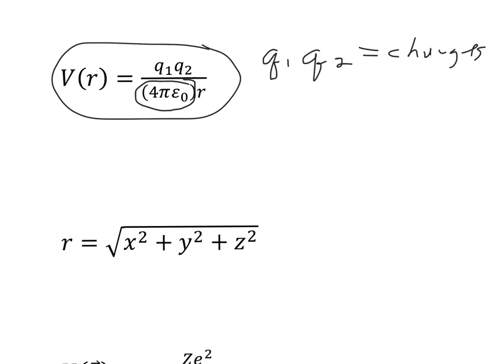If the two particles are the same sign, the product in the numerator is positive, and V of r is positive. If they're opposite sign, it's negative, reflecting an attraction. If they're the same sign, there's a repulsion. The denominator has r, which is the distance between them.